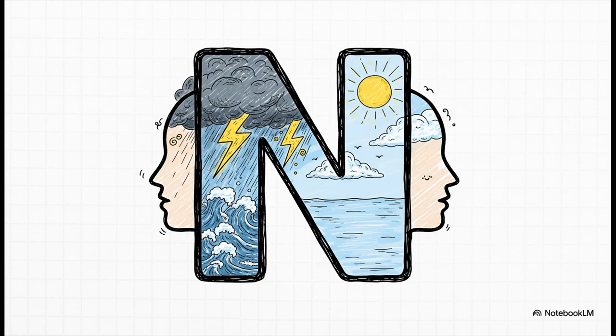And finally, we have N for neuroticism. Now that word sounds a little intense, but it's really just a measure of emotional stability. How prone are you to negative emotions like anxiety and worry? People who score high on neuroticism tend to be more sensitive and anxious, while those who score low are generally more secure, calm, and confident, even when things get stressful.